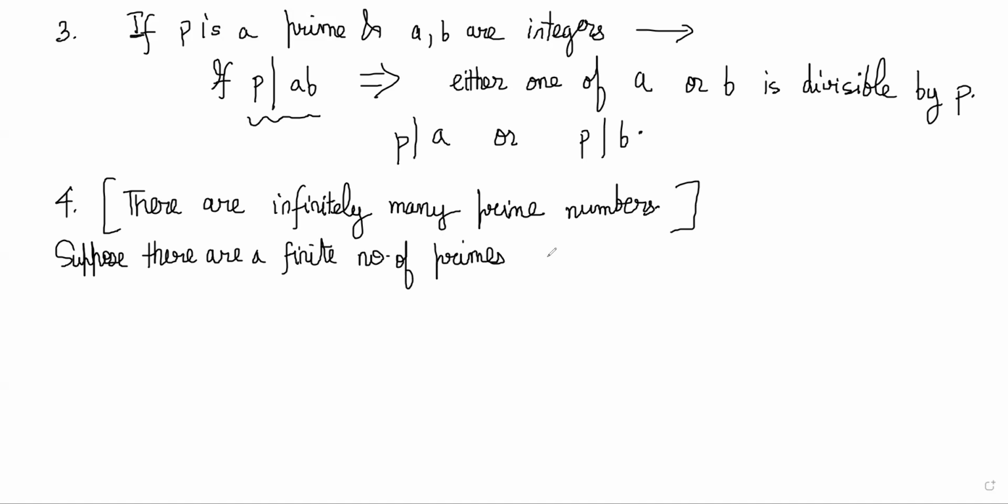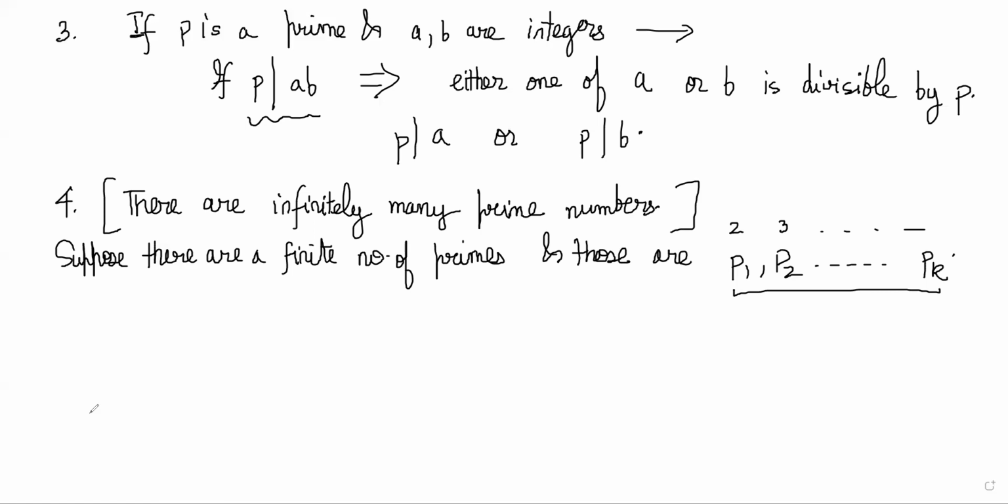And let's say the list of primes is this: P1, P2 till Pk. This is the finite list of primes. We have assumed that there is a finite number of primes and these are the list of primes. So P1 must be 2 and this must be 3 and so on. Right? Consider the number n, which is equal to the product of these primes plus 1. Right? So we know obviously that n is greater than 1.